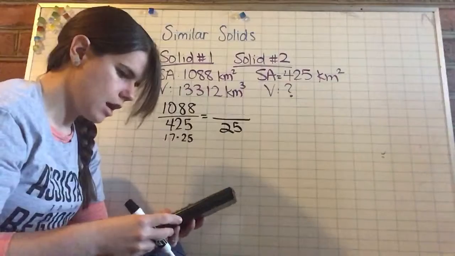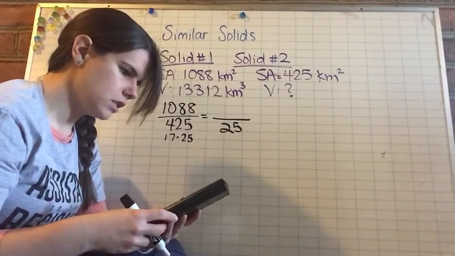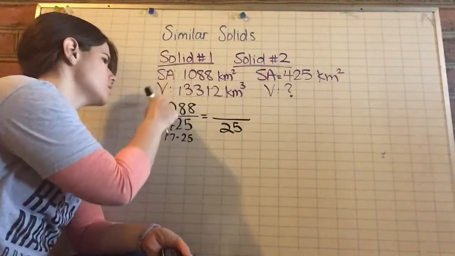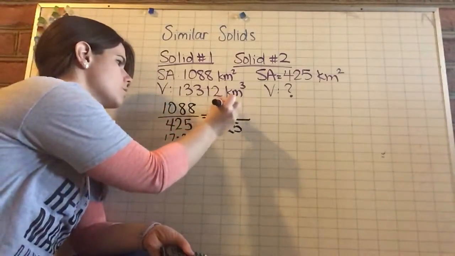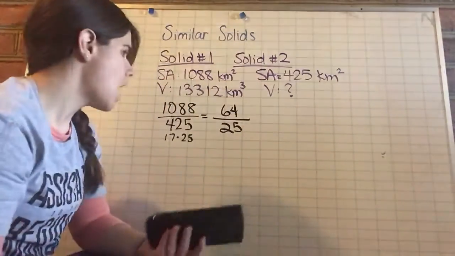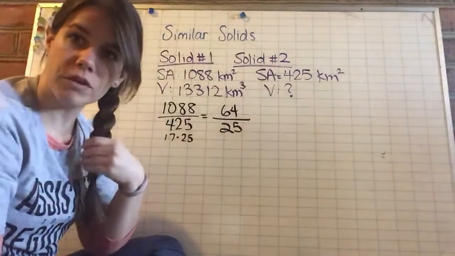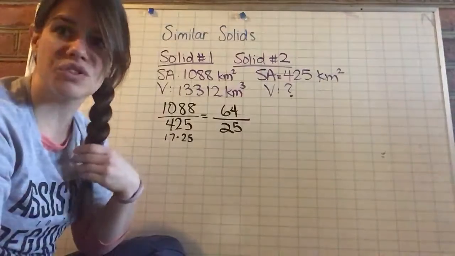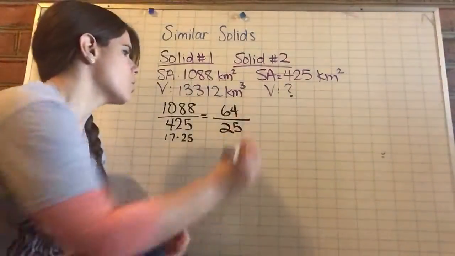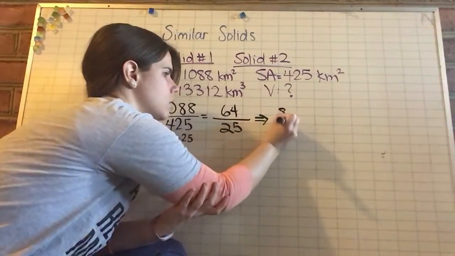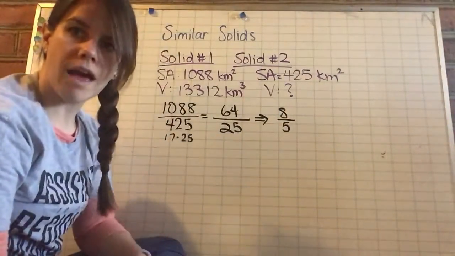So I go 1088 divided by 17, and I get 64. Perfect. So this number is 17 times 64. So the 17s cancel out, and I have 64 over 25. Those are both perfect squares, because remember, we're dealing with surface area right now. So I'm going to go ahead and take the square root, and I get 8 over 5.